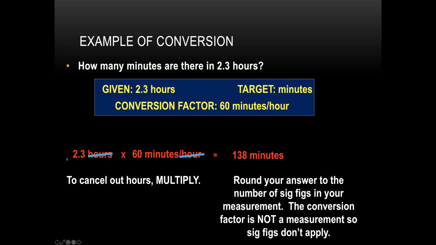Then, of course, we have to round our answer off. And we may look at this and say, well, there's 2 sig figs here and there's 1 sig fig here. However, the conversion factor is not a measurement, so sig figs don't apply. You convert your given to the target. The number of significant figures in your given will be the same number of significant figures in your target. And since we had 2 significant figures in our given, we round off our target to 2 significant figures.